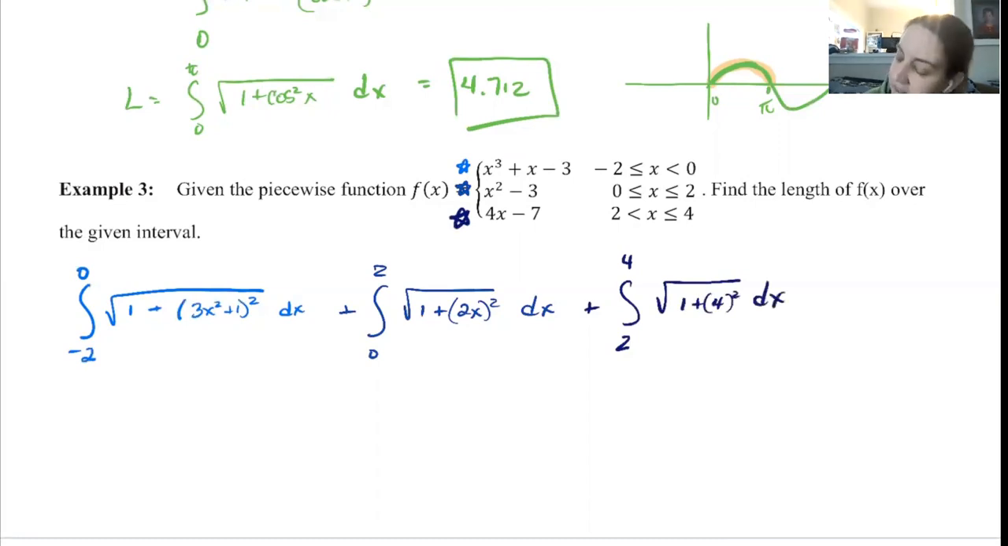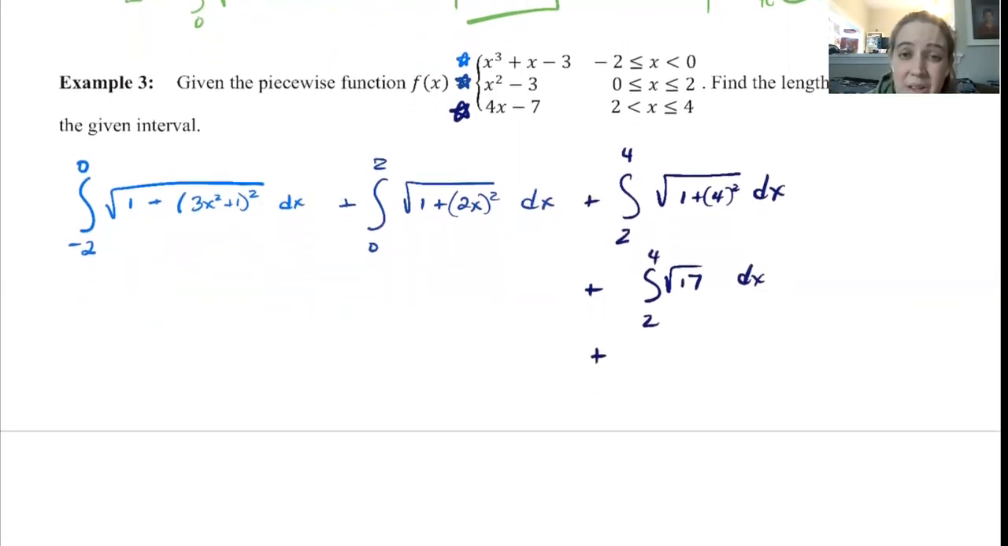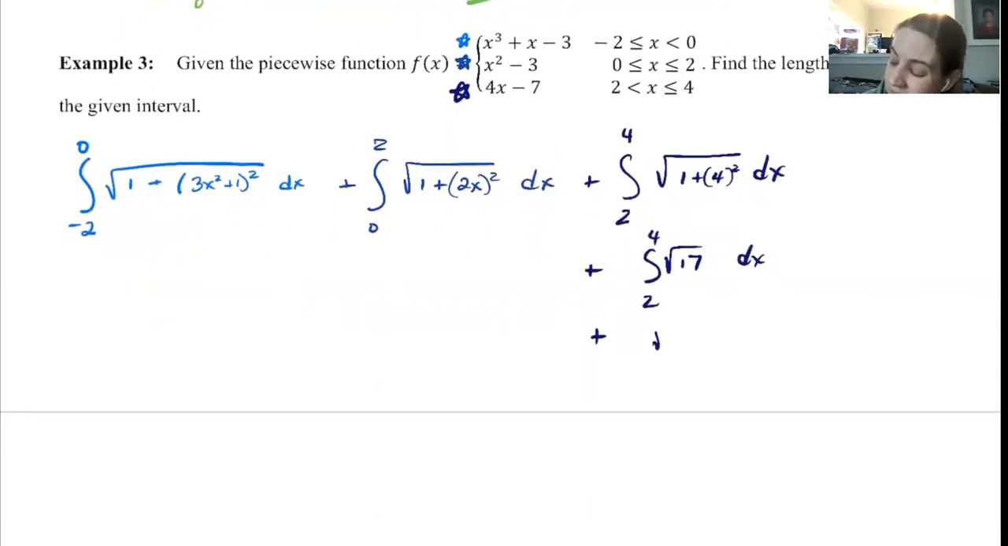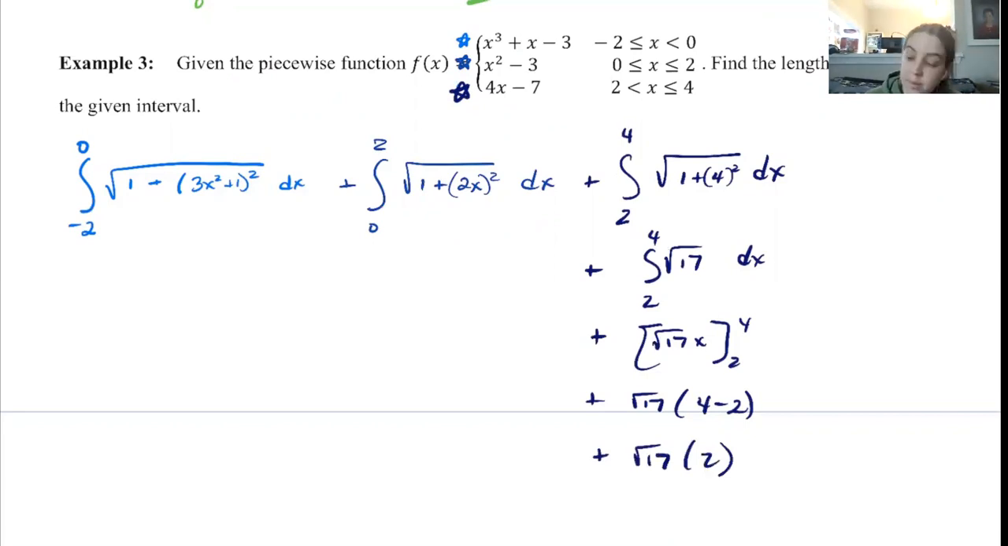All right, I'm actually going to start on the end. That's the easiest integral. 4 squared is 16. 16 plus 1 is 17. So this is the square root of 17 between 2 and 4 dx. We can actually do that by hand. To integrate the square root of 17 is the square root of 17x between 2 and 4. So this is the square root of 17 times 4 minus 2, which is the square root of 17 times 2. All right, easy peasy, no problem.